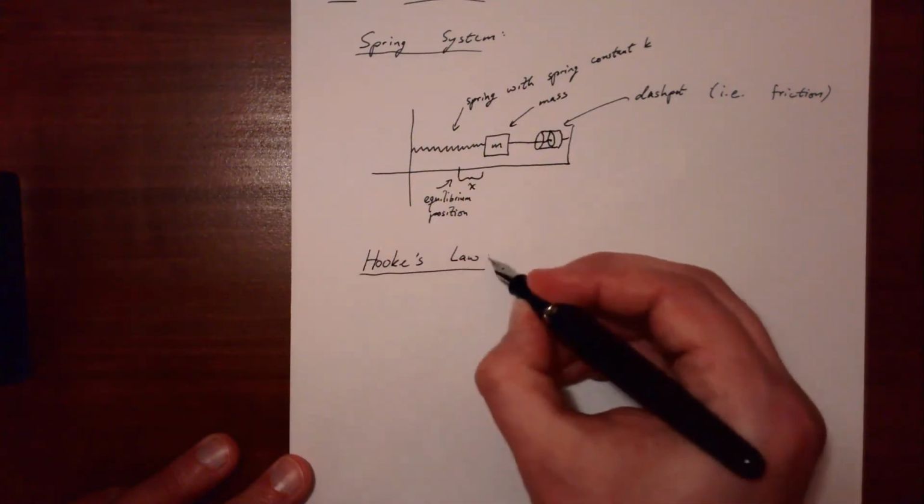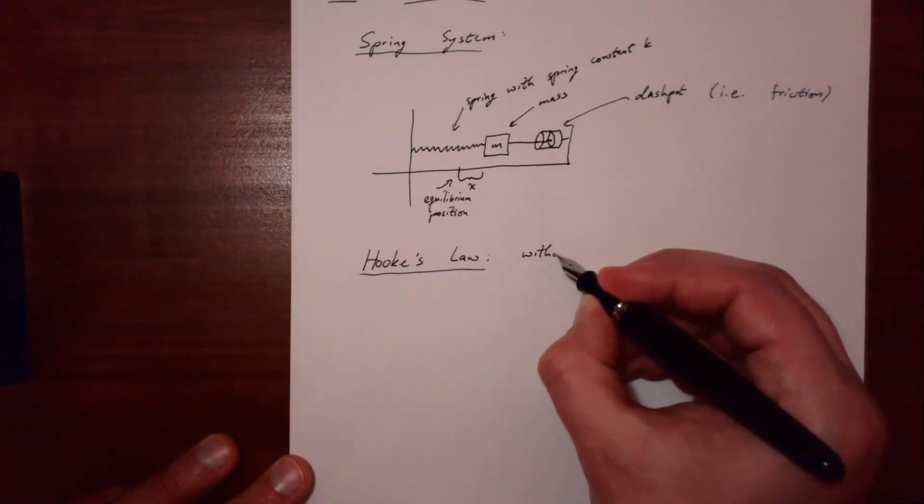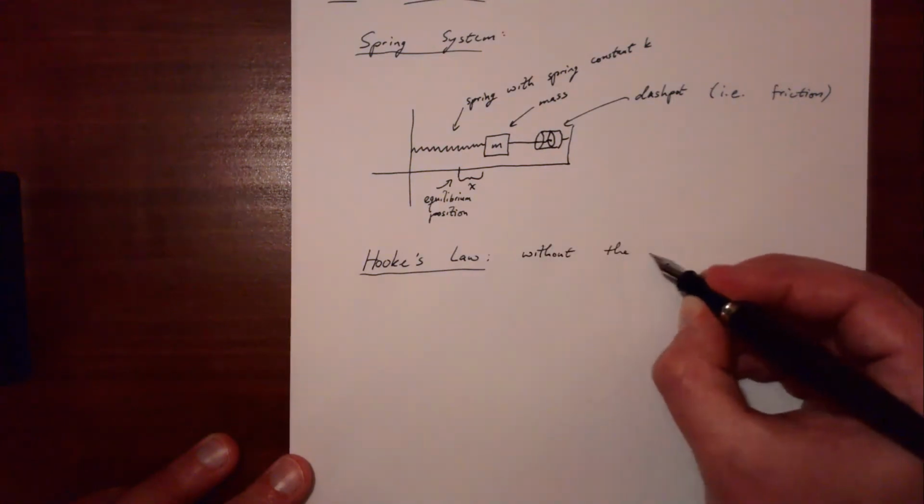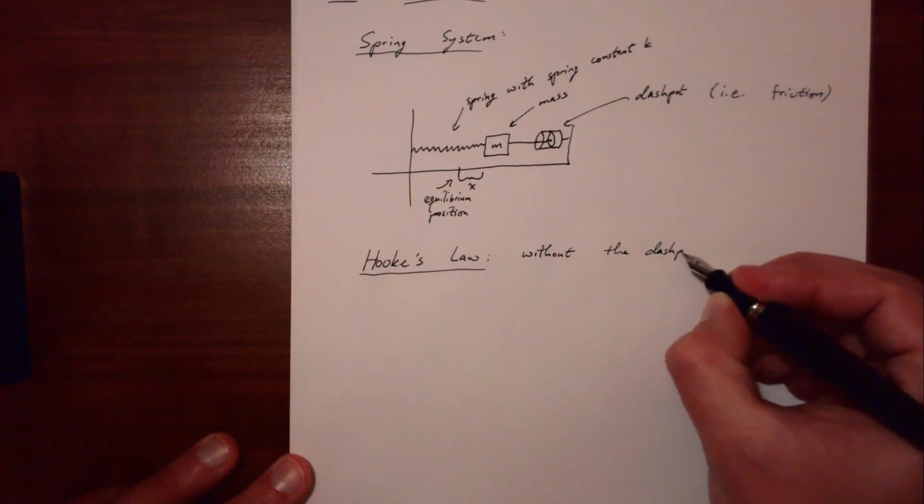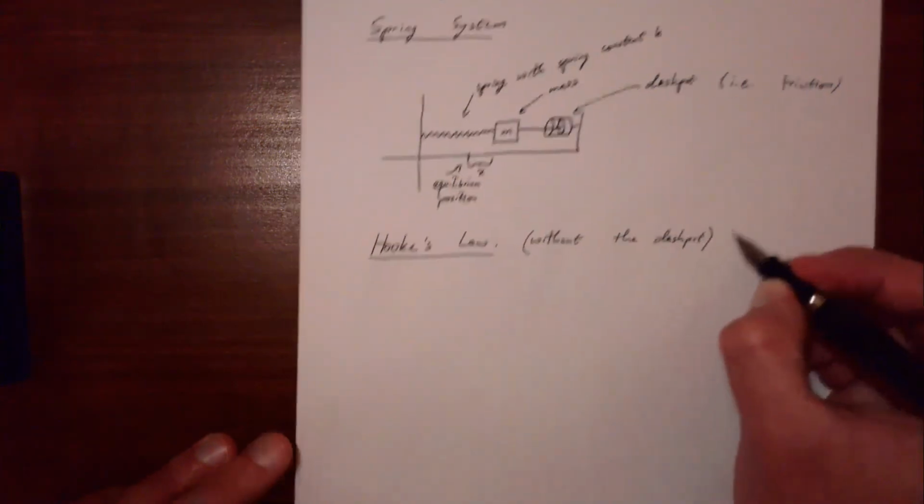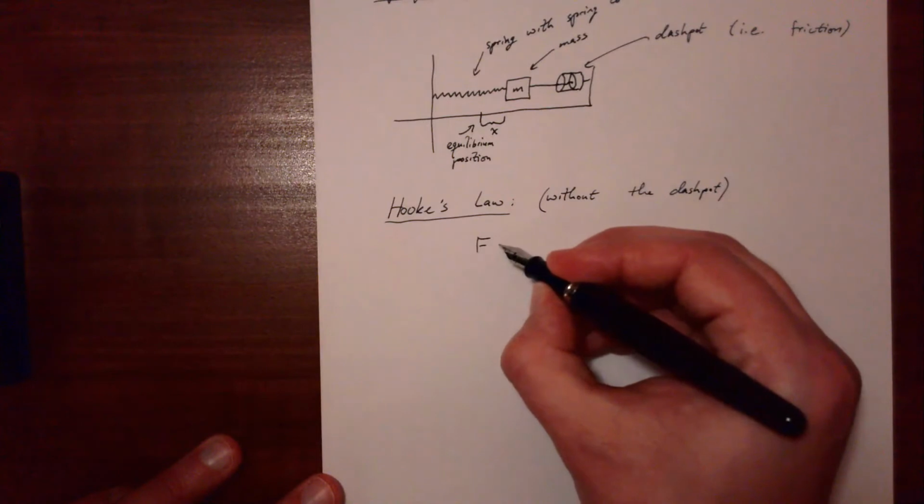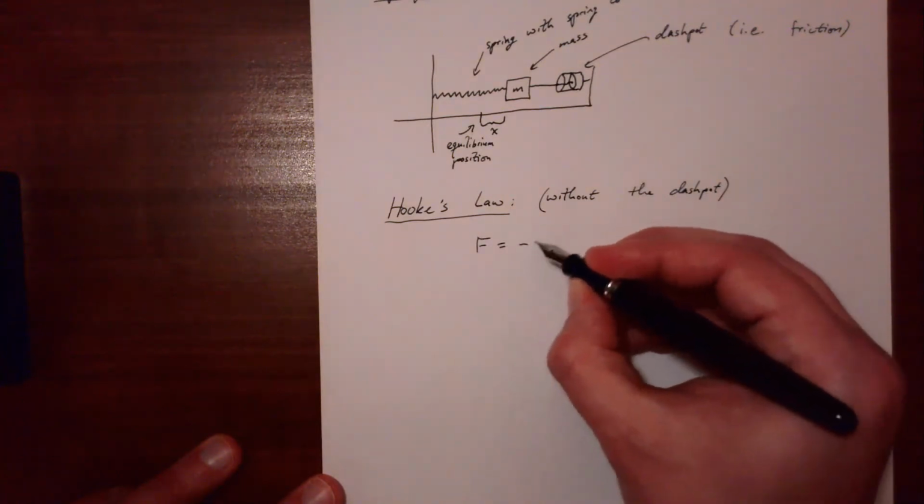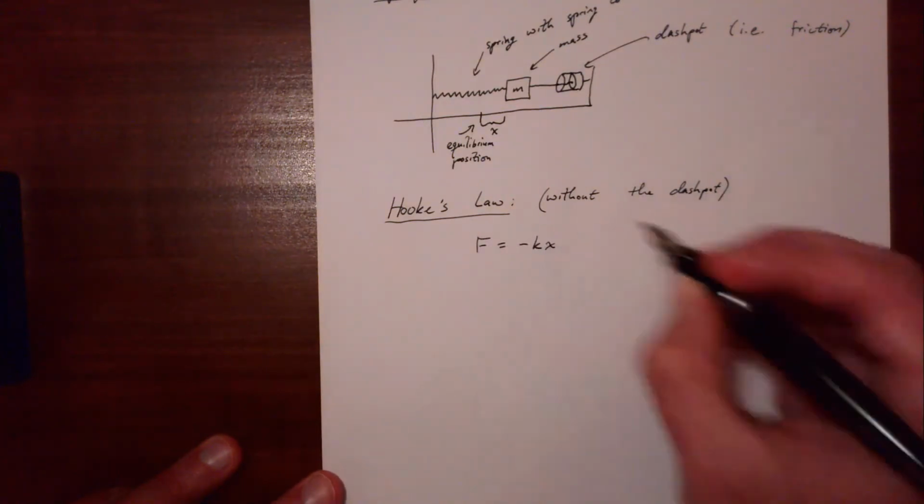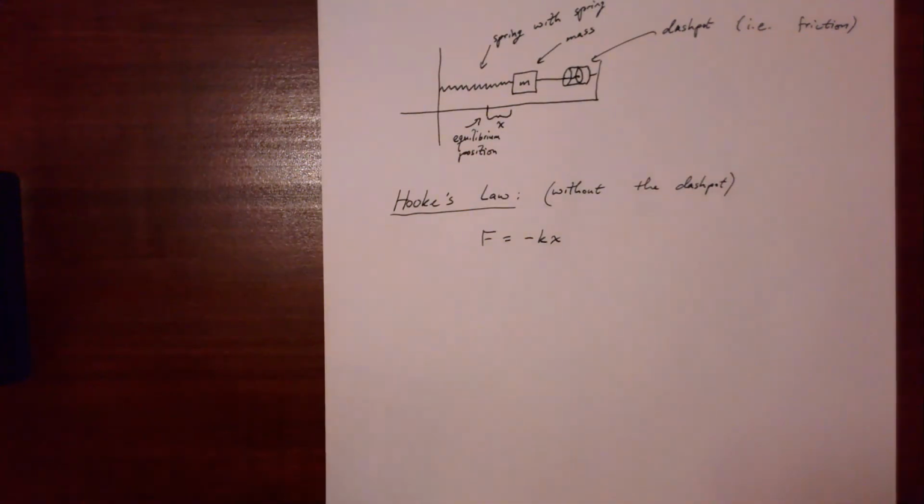Hooke's law. So this is without the dashpot. Force is equal to negative kx. And what force here means is the force required to extend a spring beyond its equilibrium is going to then be proportional to how far beyond its equilibrium you're stretching it. And that constant of proportionality is what the spring constant refers to.